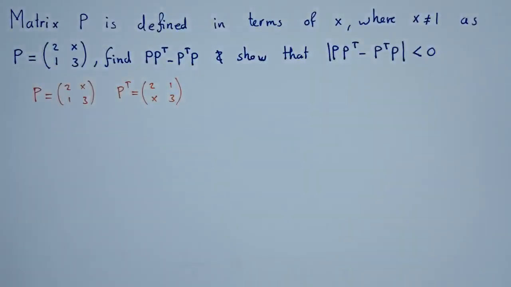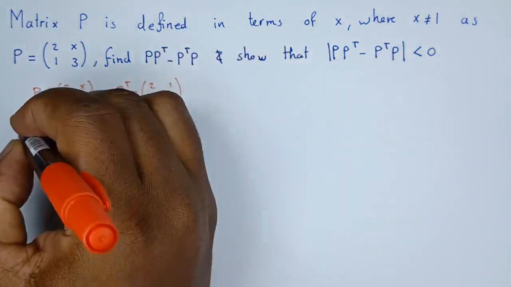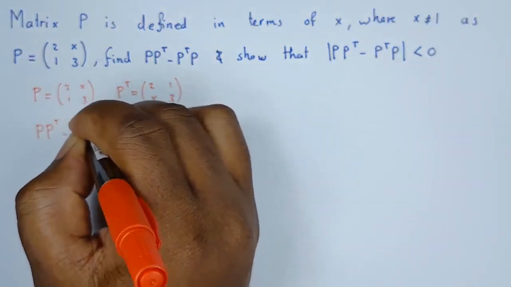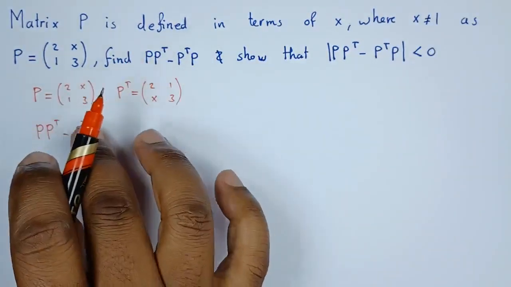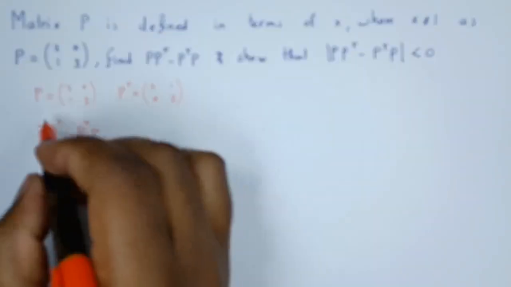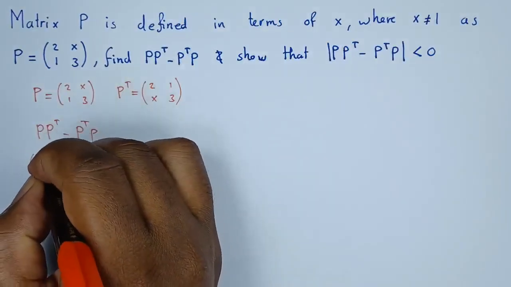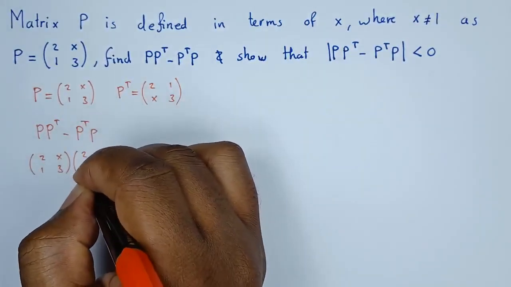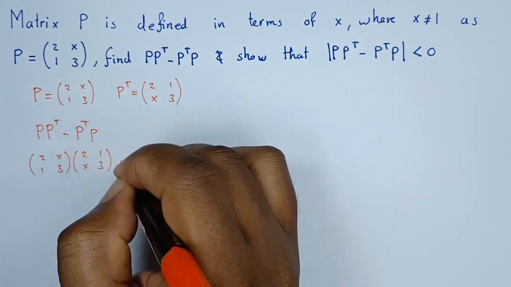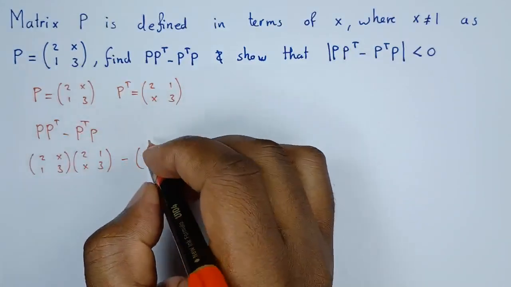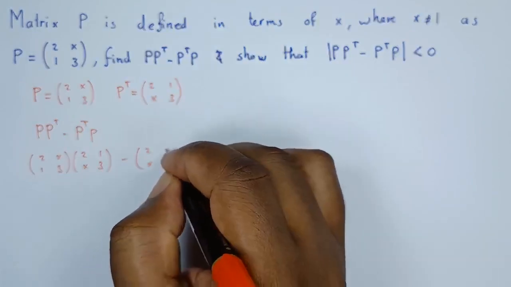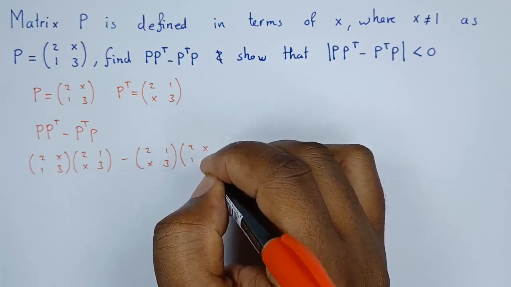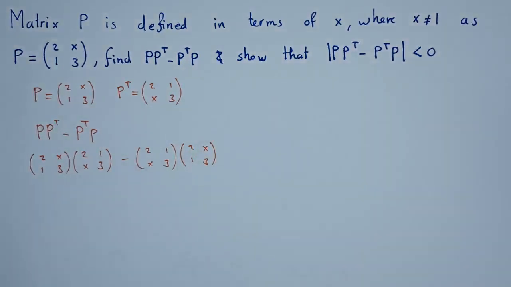We have that. So to find P P transpose minus P transpose P, of course, this is matrix multiplication. So P, we have 2, 1, x, 3. P transpose, we have 2, x, 1, 3. Minus P transpose, 2, x, 1, 3, and the P, which is 2, 1, x, 3. So let's do some matrix multiplication here.